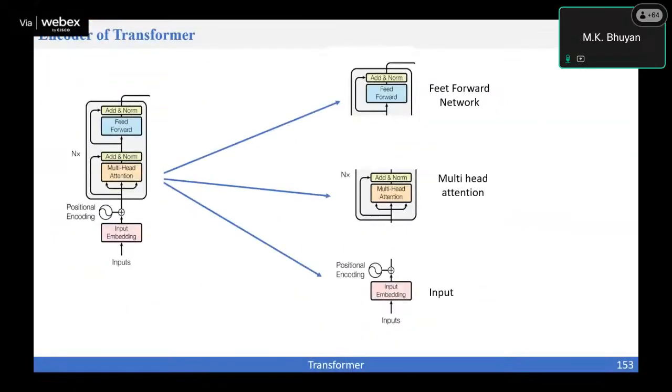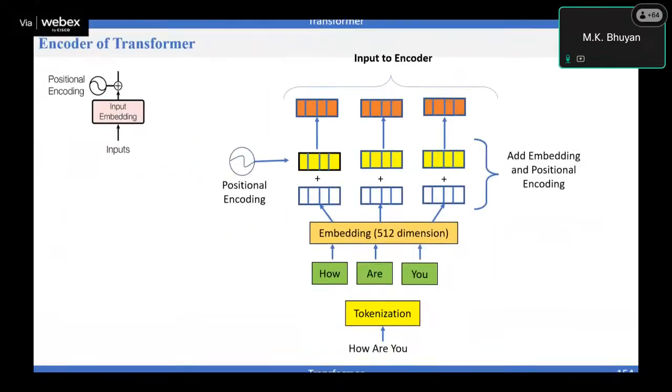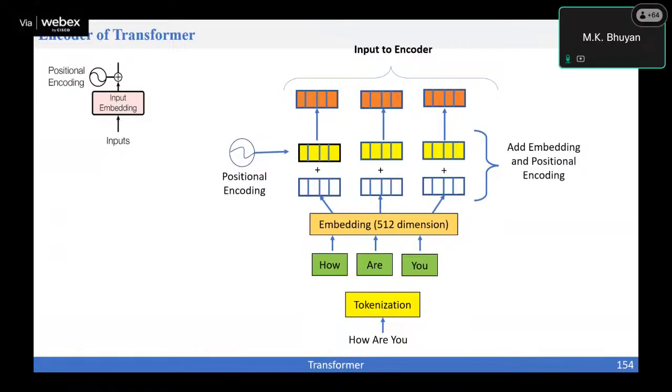Now let us have an overview of the encoder. First the input comes, input embedding is done, and after this we have done the positional encoding, and both are added. After this we do the multi-head attention, then add and normalization. Normalization means the layer normalization, and add means we are adding the residual connections, that is the skip connection. And after this we consider the feed forward network for the final decision.